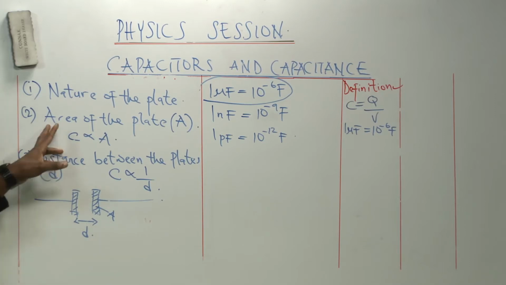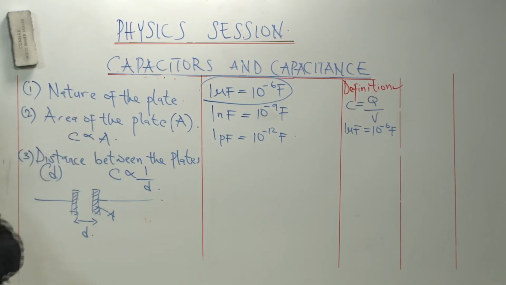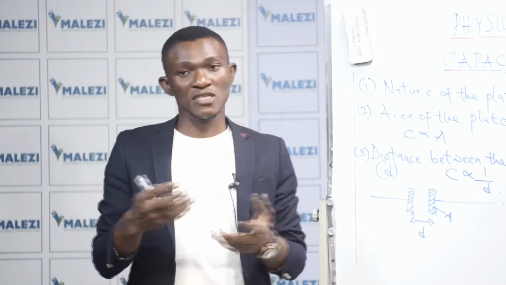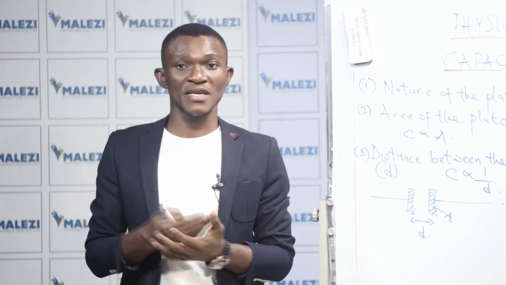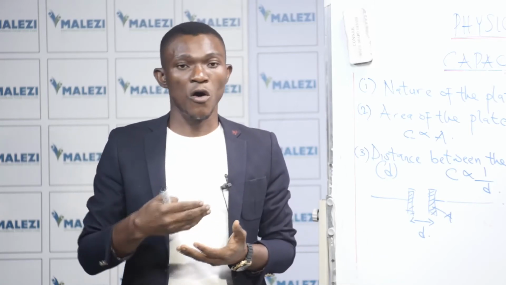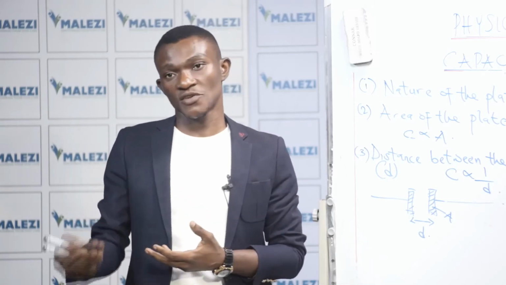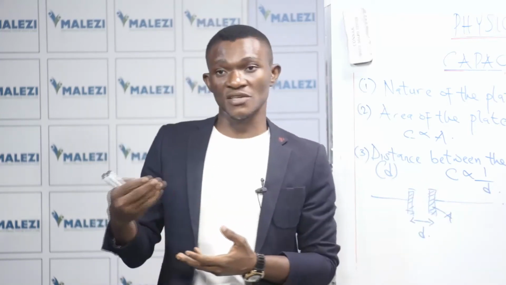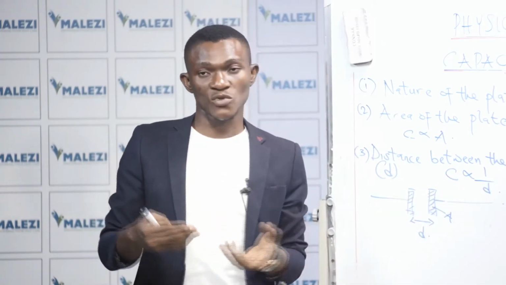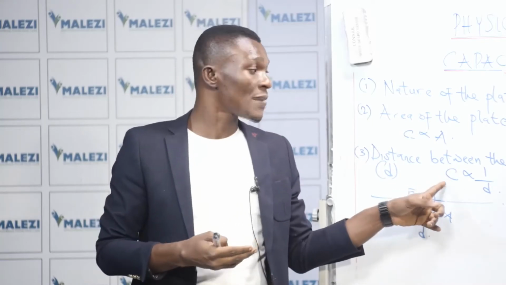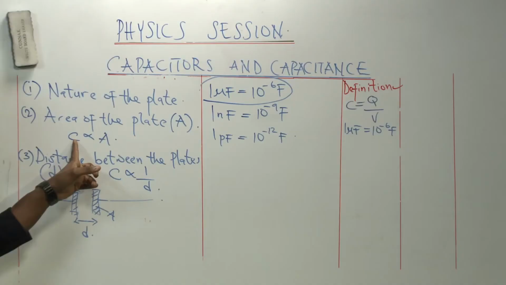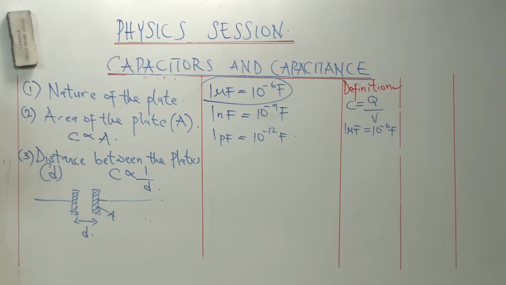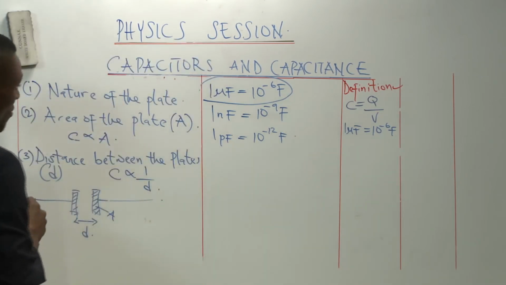There are lots of questions on these factors in WAEC. At times they just ask what happens to the capacitance if the area of the plate is reduced, or if the distance of the plate is increased. If the distance of the plate is increased, the capacitance would reduce. Don't forget, the reverse happens. But if the area is reduced, the capacitance would also reduce. So just stick with me. I'm going to give you questions related to this from WAEC past questions.